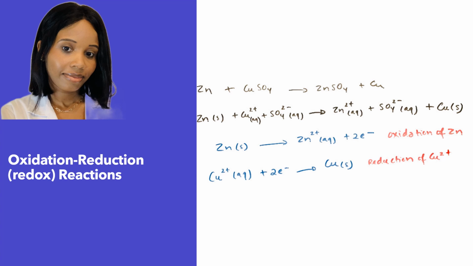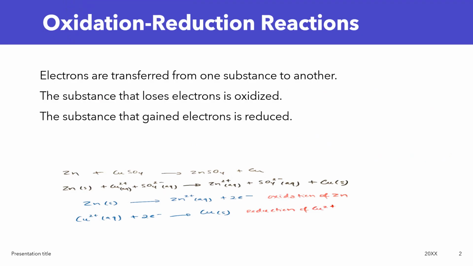Okay, let's get started. What are oxidation, reduction, or redox reactions? In a redox reaction, electrons are transferred from one substance to another. So one substance loses electrons and one substance will gain electrons. The substance that loses electrons is oxidized and the substance that gained electrons is reduced. So let's look at an example to see how that works.